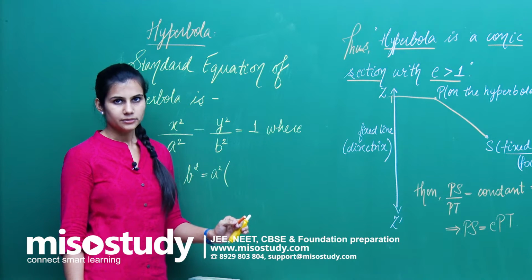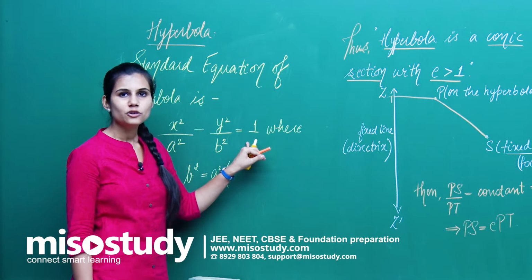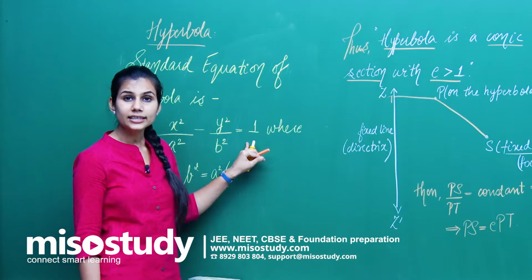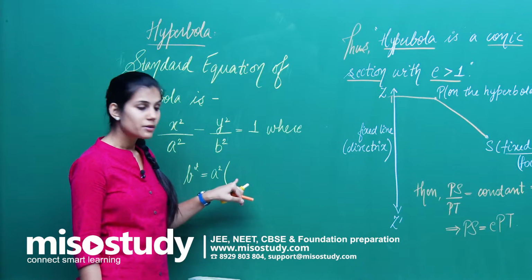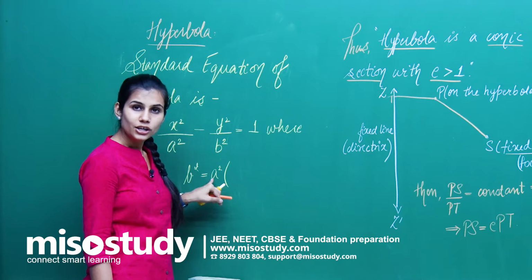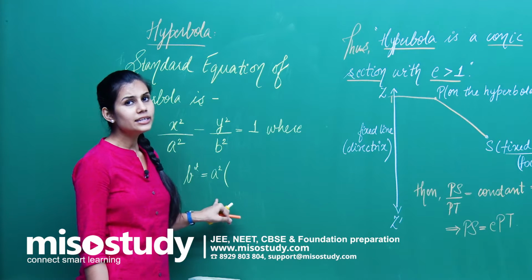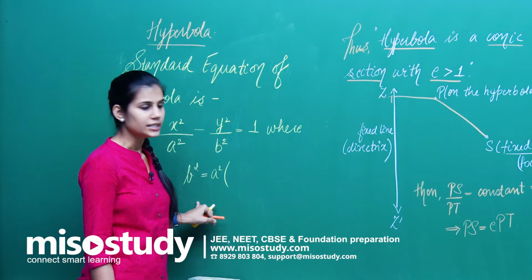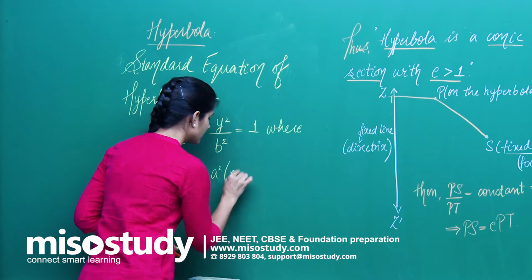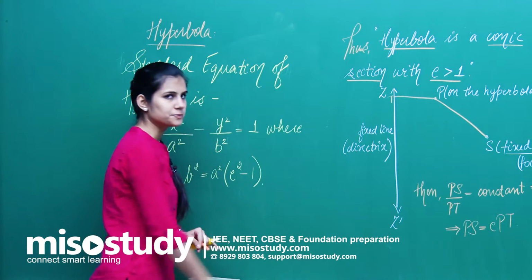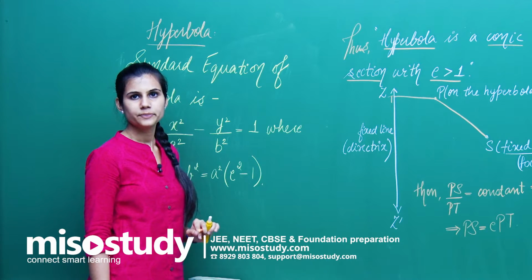Because e was less than 1, we said 1 minus e square is positive. But right now in the case of hyperbola, e, that is the eccentricity, is greater than 1. So 1 minus e square will be negative. A square is non-negative. Non-negative into negative is negative, but b square is non-negative. So how can a negative quantity be equal to a non-negative quantity? I cannot write 1 minus e square over here. You are going to get e square minus 1. Because e is greater than 1, e square minus 1 is positive.